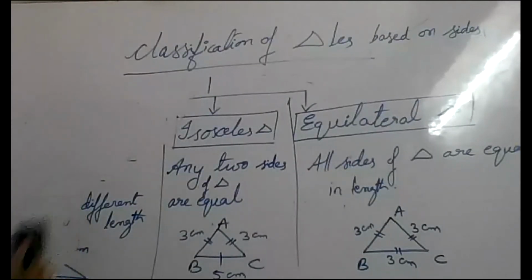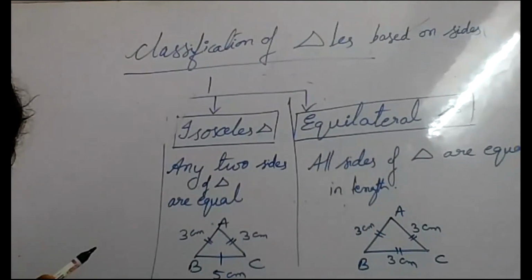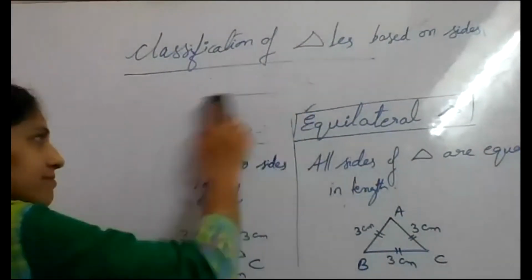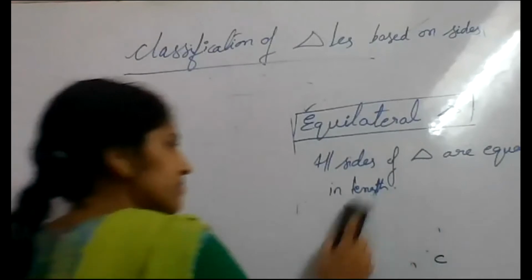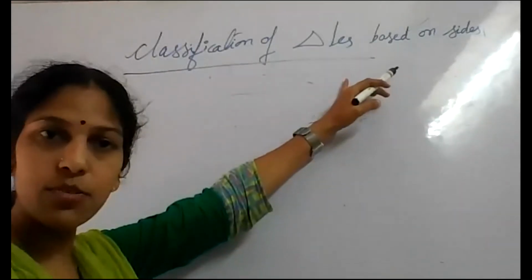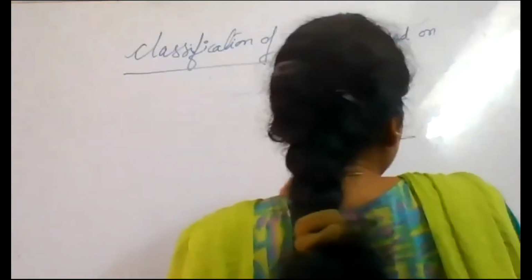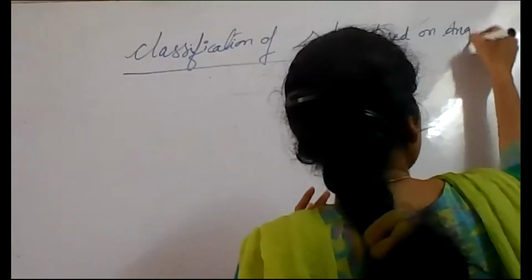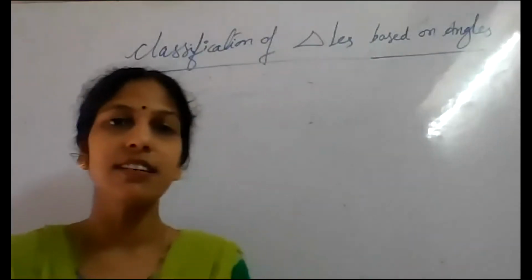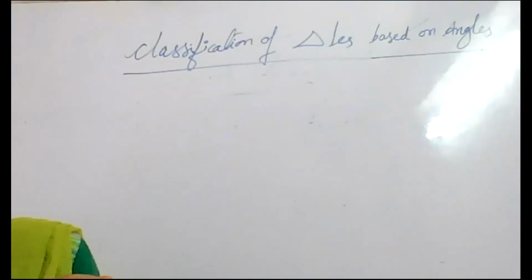Ma'am, what is the meaning of acute angle triangle and right angle triangle? Wait, I'm coming to that only. Those are with angles only. Yeah, only angles. Here, this is only based on sides. Now we are going based on angles. The sum of the three angles of a triangle must be equal to 180 degrees.